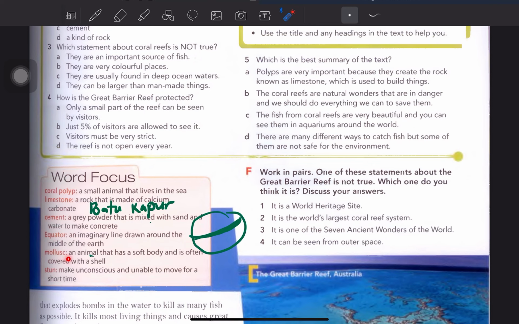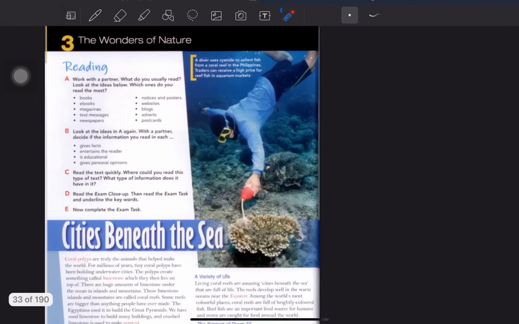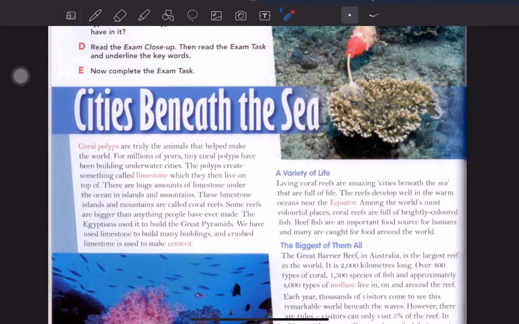Next, mollusk, an animal that has a soft body and is often covered with a shell, dilindungi oleh cengkerang. Next, stun, make unconscious, tidak sedar, and unable to move for a short time, tidak boleh bergerak dalam jangka masa yang singkat ataupun pendek. Now let's continue with the reading activity.